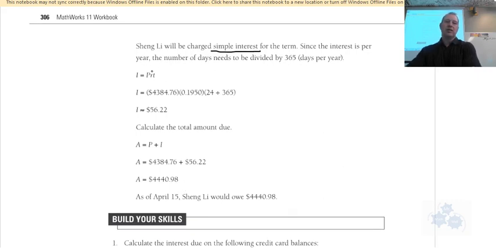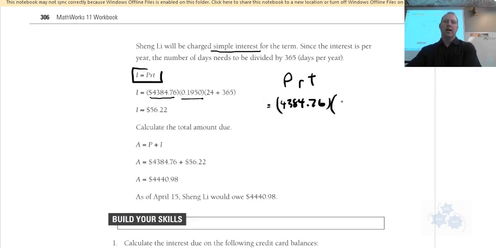So the interest is P times R times T. So the principal is the amount of money on the card. The rate is 19.5, okay? But you can divide this one by 365, or this by 365. It doesn't really matter. You probably might want to do this. PRT, probably best to do this.